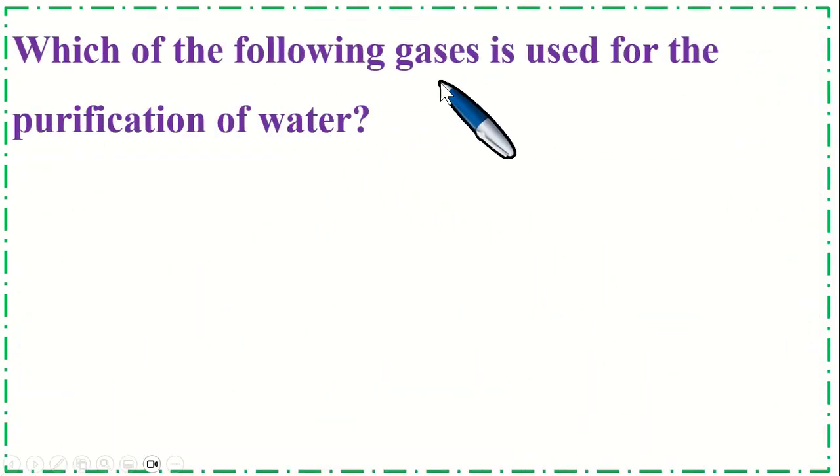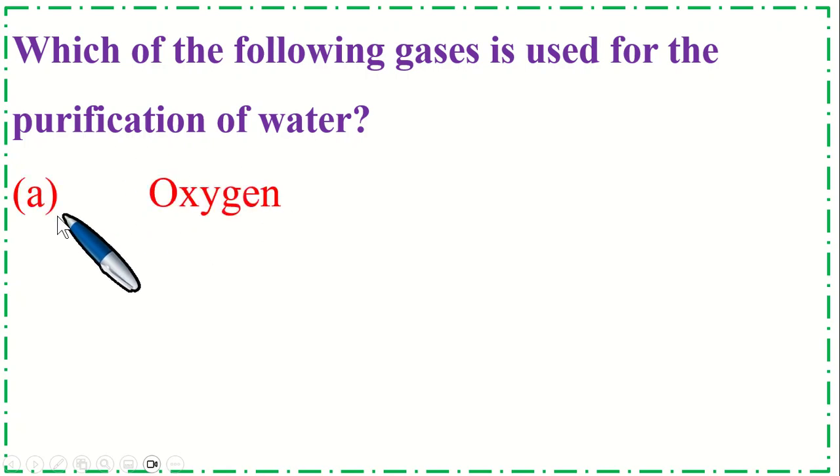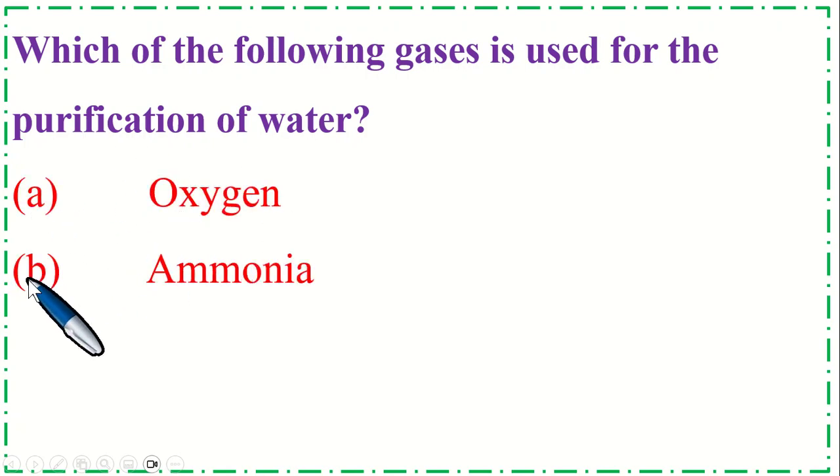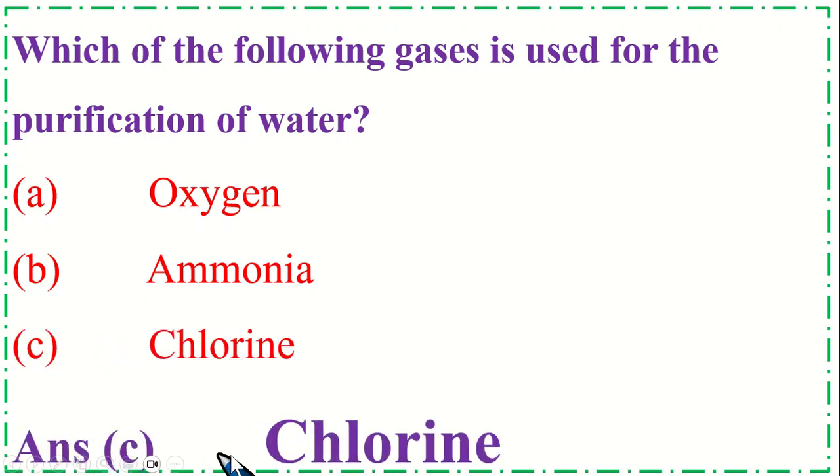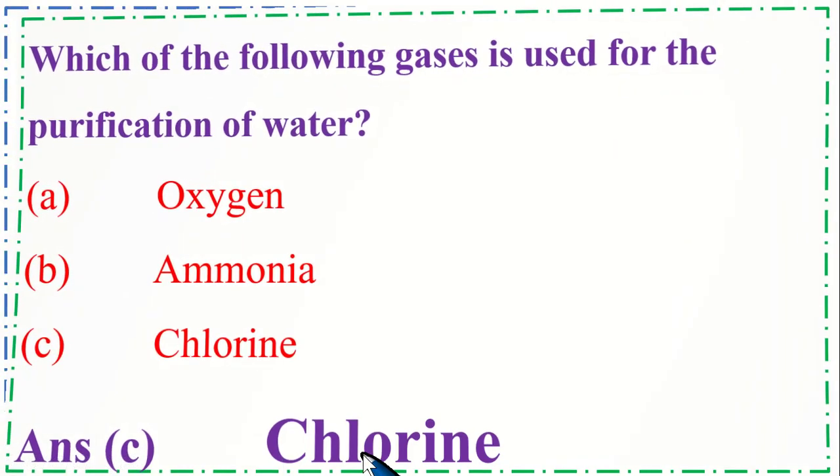Which of the following gases is used for the purification of water? Option A, oxygen. Option B, ammonia. Option C, chlorine. So the correct option is C, chlorine.